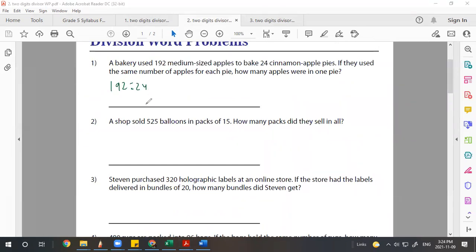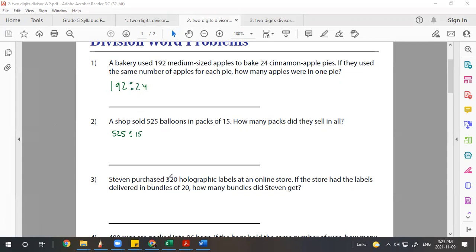divide by 24. And a shop sold 525 balloons in packs of 15. So you have to pack 525 balloons into packages of 15. So you just divide 525 by 15. Okay.